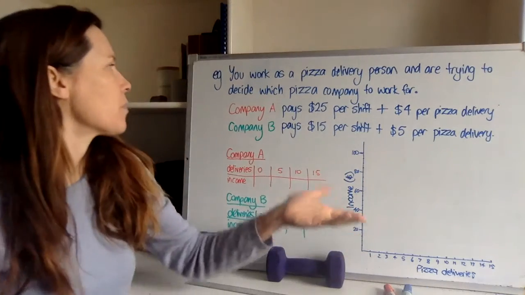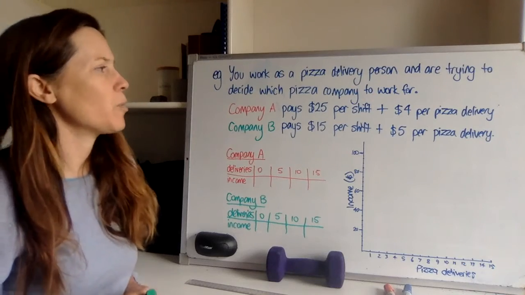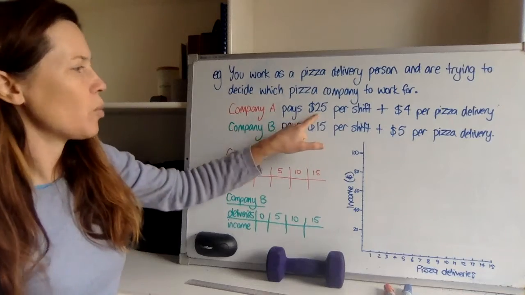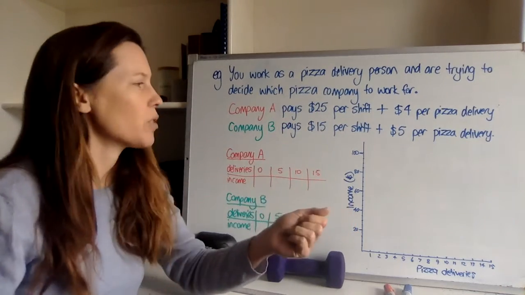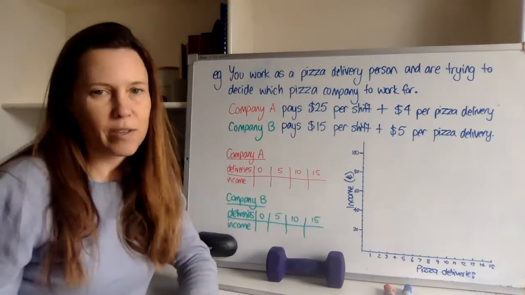and use it to make some decisions. You work as a pizza delivery person and are trying to decide which pizza company to work for. Now, one company pays you $25 for a shift. Doesn't say how long that shift is, so just for the shift, no matter how long. But then you get $4 for each pizza delivery that you make.